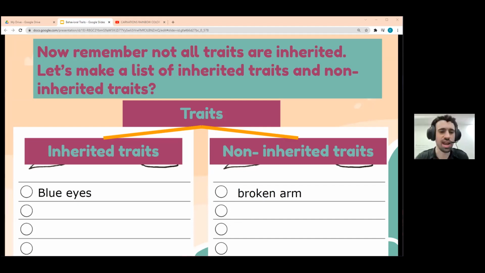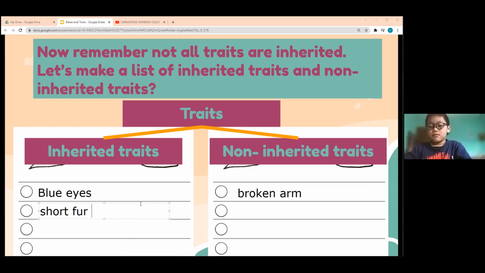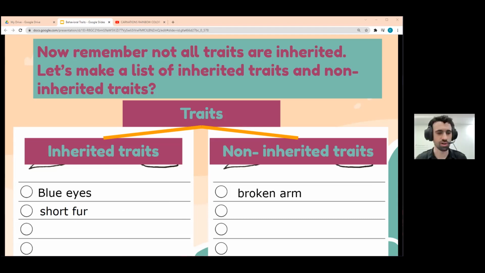Let's have Milk give me an inherited trait. Could you give me an inherited trait? Something you inherit from your parents? Short hair. Okay, short hair. I'm going to say short fur. Okay, short fur, because remember, hair kind of grows and keeps on growing, but fur for animals sometimes can shed and it will stay short.